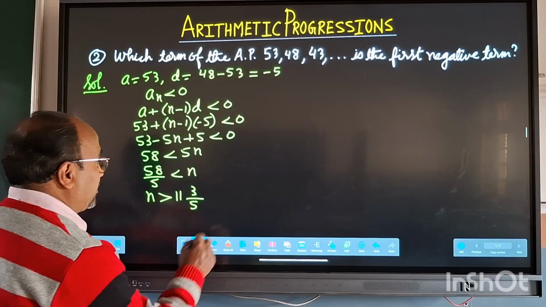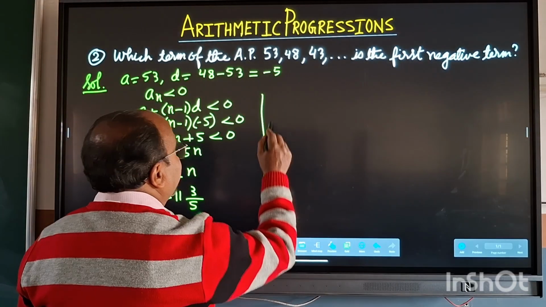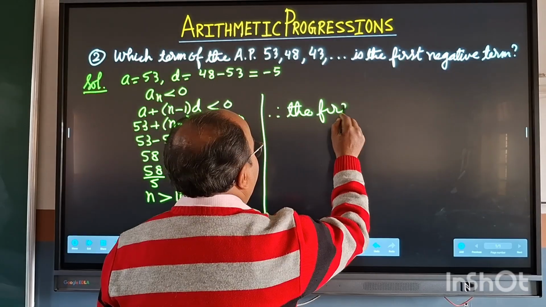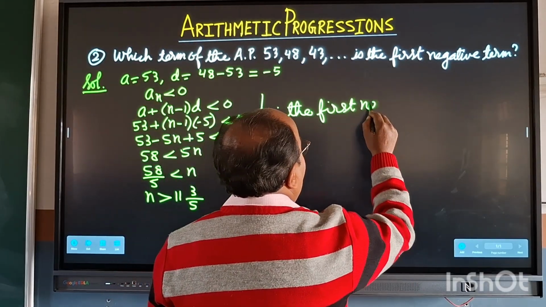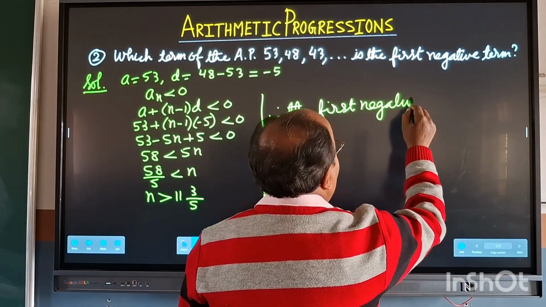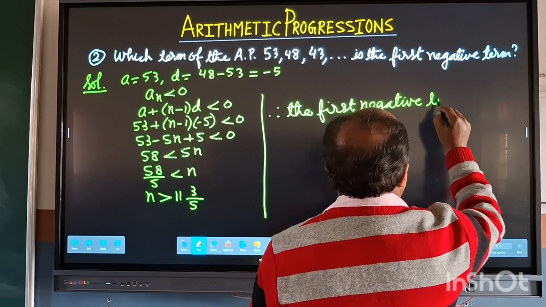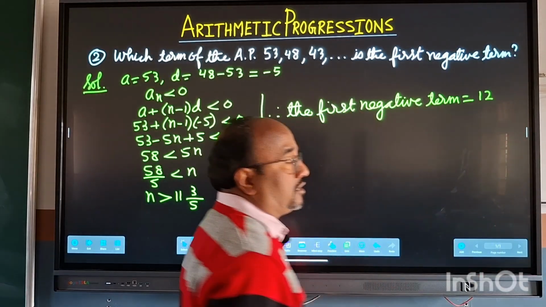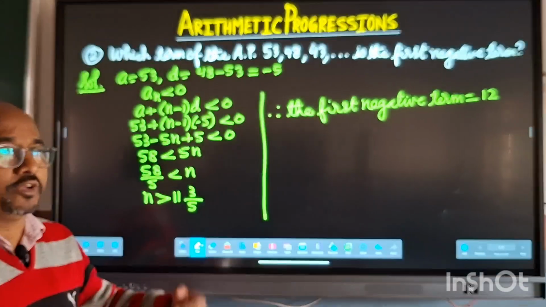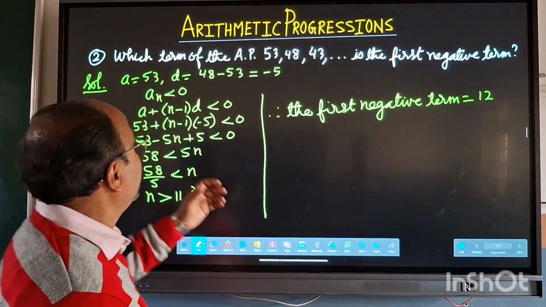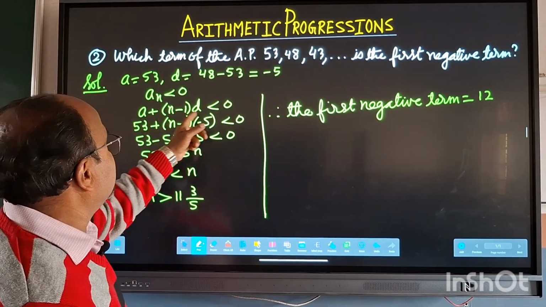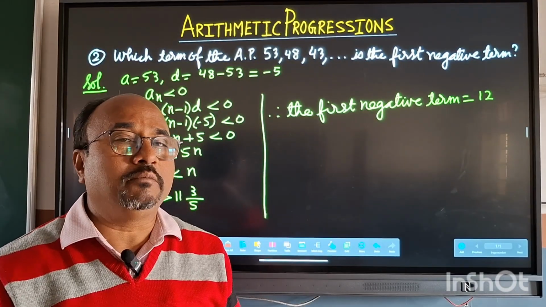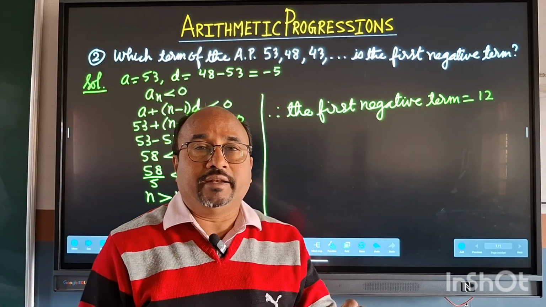So we can write now, therefore, the first negative term is equal to 12. So 12th is the first negative term. So in place of n, if you will try to put it here, in this formula, you will find that the value which will come for that term, 12th term, will be in negative.